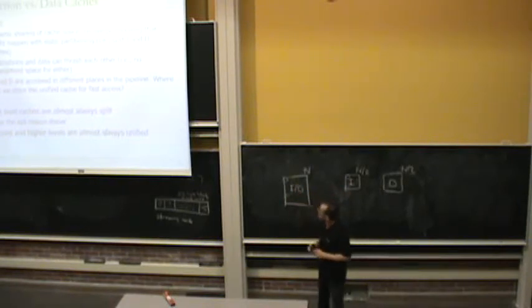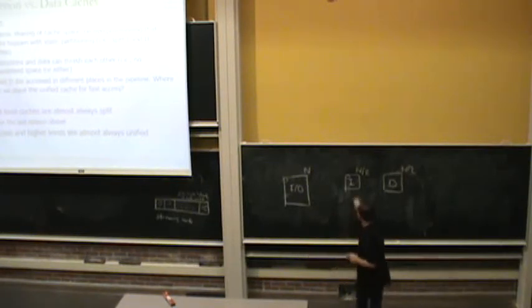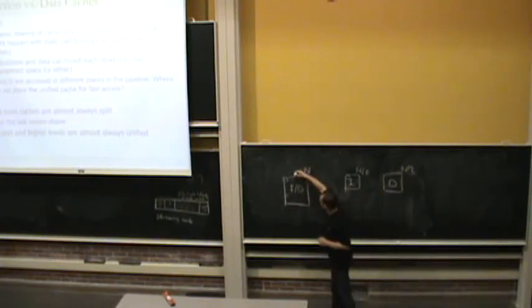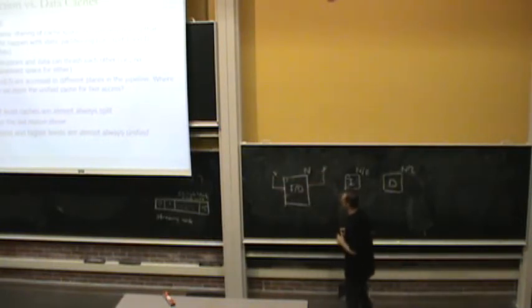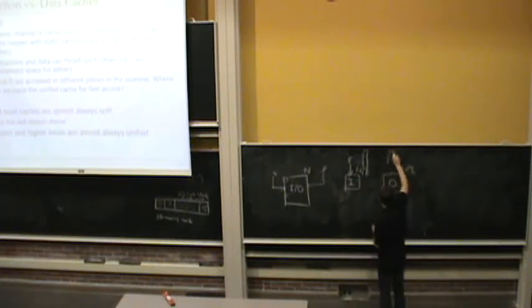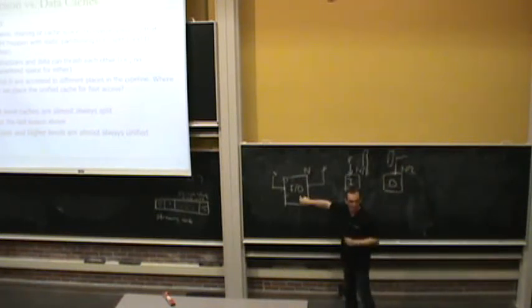Actually, there's an even more important downside. Instructions and data are accessed in different places in the pipeline. And you really would like to be able to access instructions and data at the same time, right? If you look at a pipeline, this is the fetch stage. That's where you really need the instruction cache. And this is the memory stage. That's where you really need the data cache. Which means that this structure needs to handle both accesses in parallel if you want your pipeline to flow.